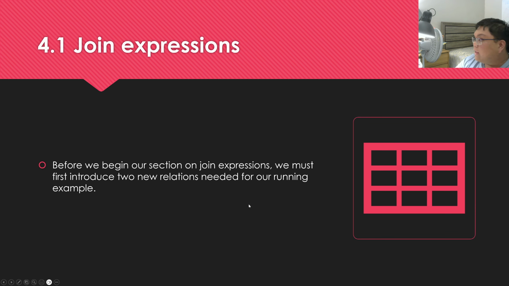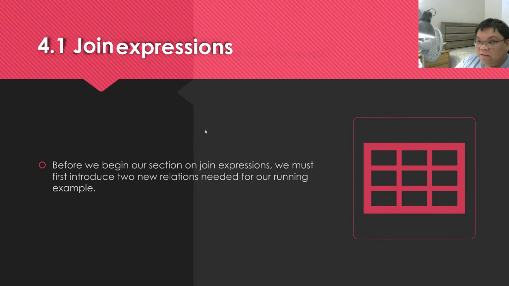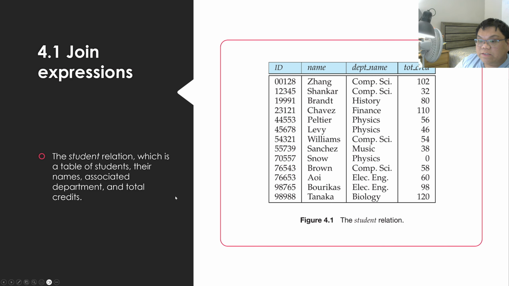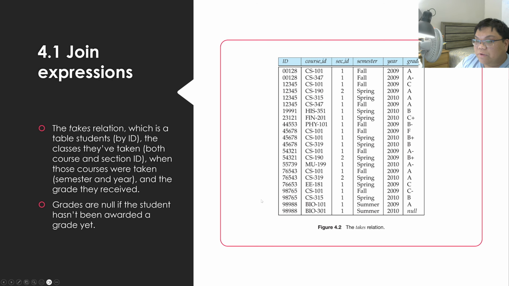But before we begin, let's introduce a few new relations that we're going to be using for our upcoming examples. The first one is the student relation. It's a table of students, their departments, and their total number of credits. The next one is the takes relation. Basically, it's a record of all the classes each student has ever taken and what grade they had received. Grades are null if the student has yet to be awarded a grade.